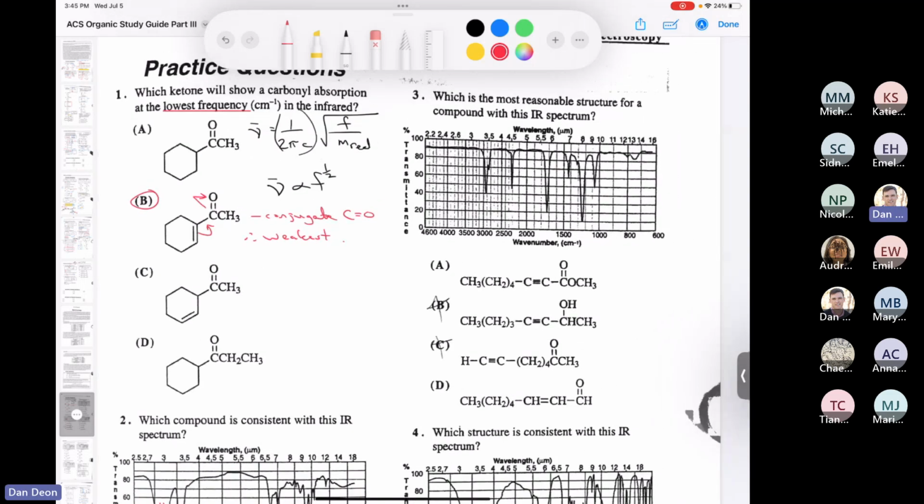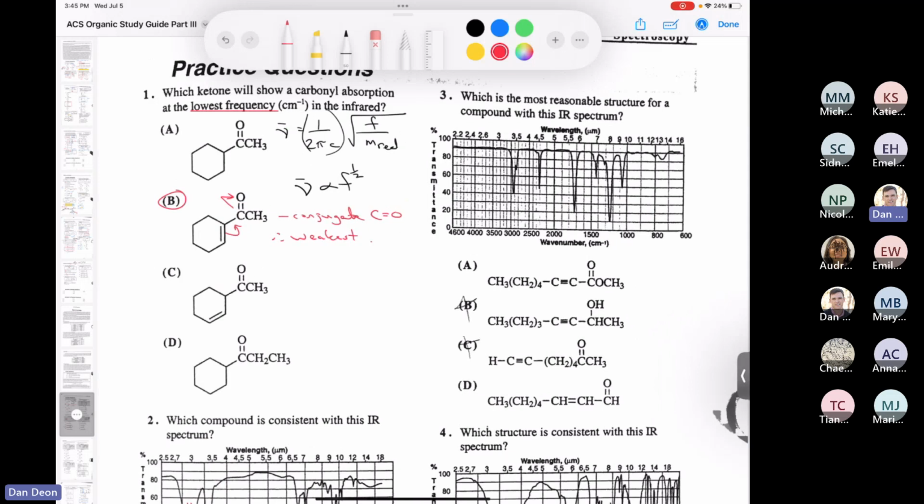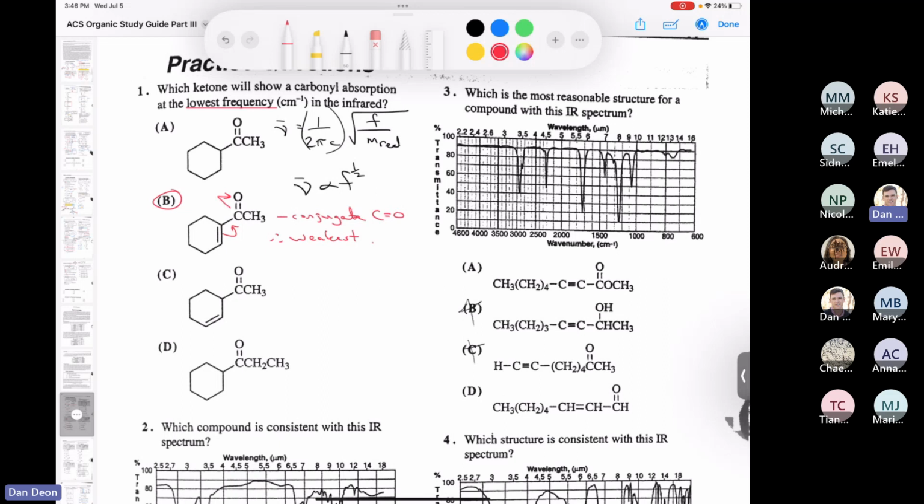Number 3, it says, which is the most reasonable structure for a compound with this IR spectrum? We can see I've already done some of the work on here to begin with. It's definitely not an alcohol, so we'll put here not an alcohol. So that's why we can scratch this one off. It's also not a terminal alkyne because there's no CH stretch at 3,300 reciprocal centimeters. So that's why we can cross this one off.